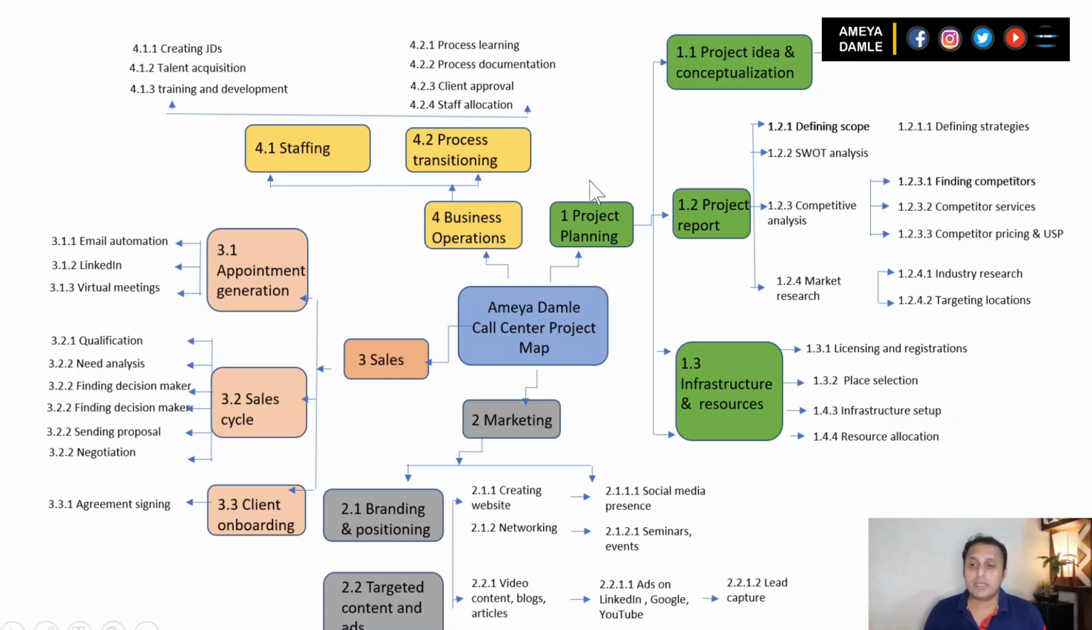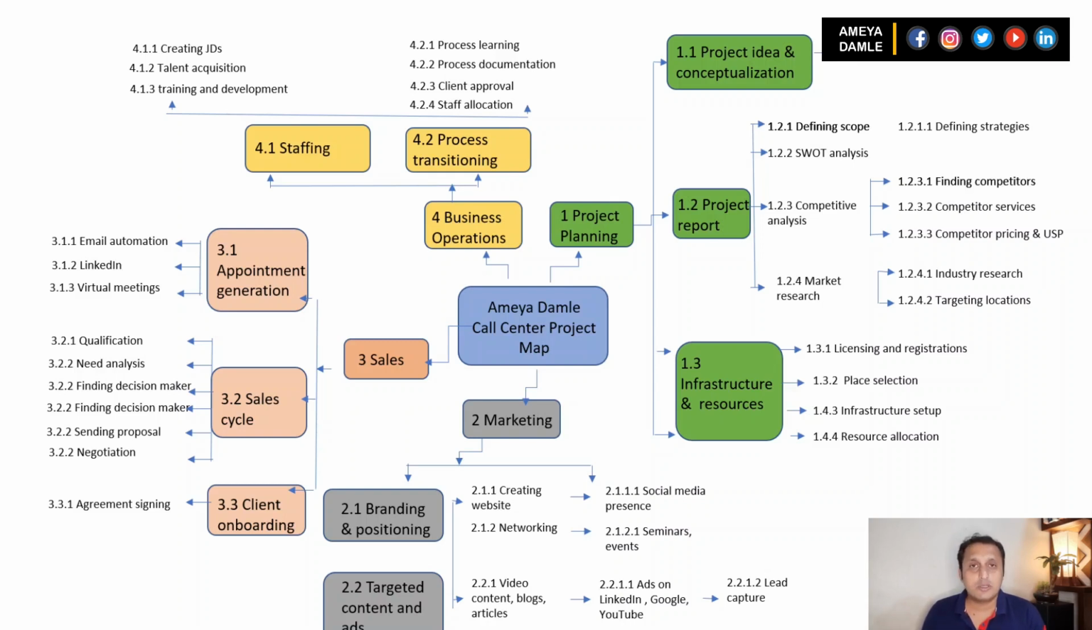After staffing, the next thing is process transitioning. Process transitioning is basically migrating or getting the process from international offices to your home country. So if your contact center is located in India, the Philippines, Jamaica, or wherever, it means getting that process from the US, Canada, UK, or Australia to your country and then setting it up.